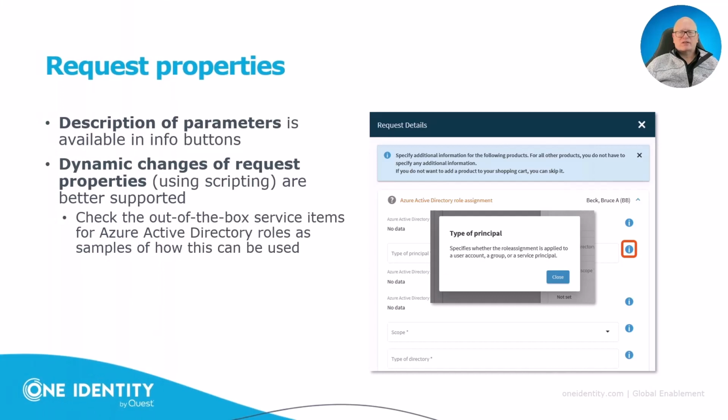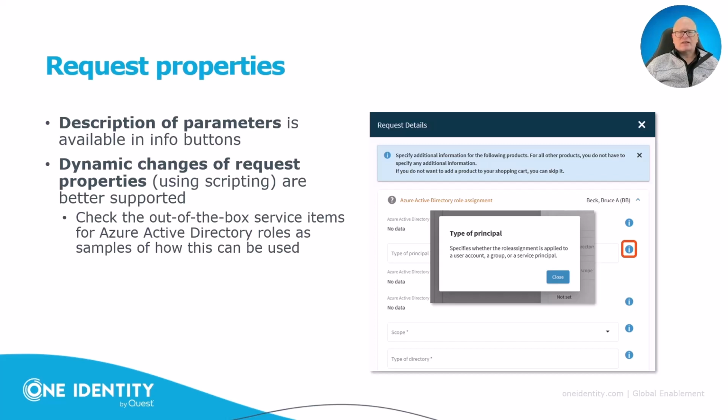Request properties were updated again. Properties can be added to specific items being requested, where you have to enter specific information, for example, the screen size of a monitor you want to order or whatever. However, these request properties have in the meantime two more features.